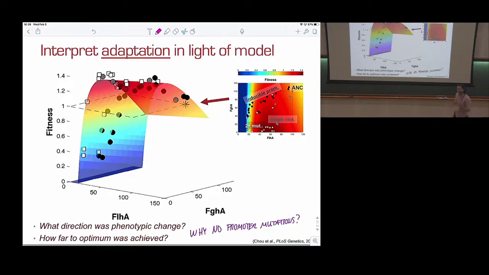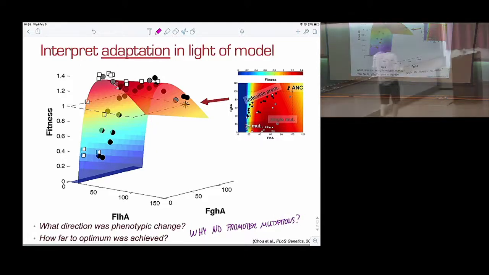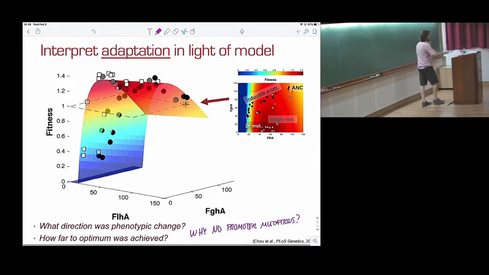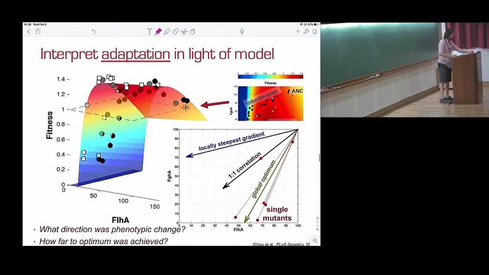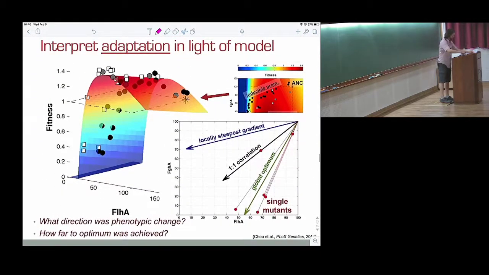One thing that's neat about this, now that we've got a picture of this fitness landscape, is we can ask something, for example, why didn't we ever see any promoter mutations? We got these other weird mutations that were between the two genes or on the plasmid, and not the obvious class that is common in some other experiments, which is simply promoter mutations. So I think there's a couple ways of looking at this.